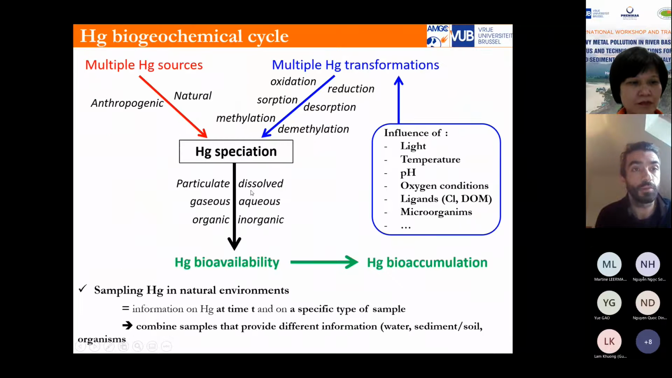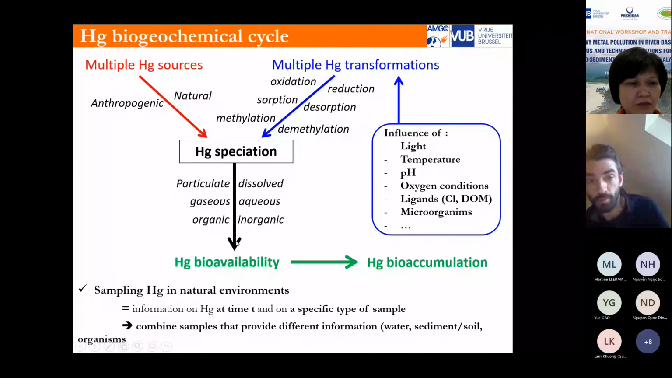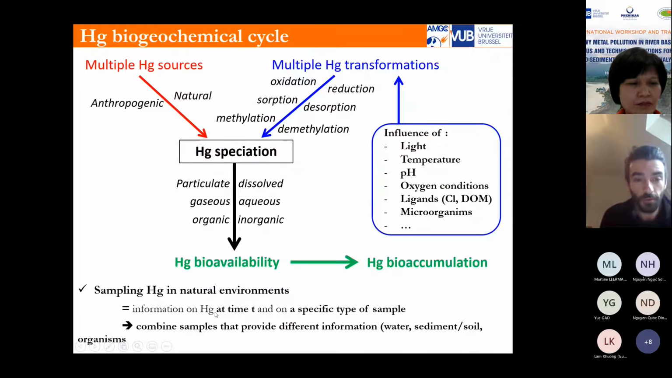So to summarize, you have multiple mercury sources in the environment and multiple transformations of this mercury, which is influenced by a lot of different parameters, and this will determine its speciation in the aquatic environment: particulate or dissolved, gaseous or aqueous, methylmercury or inorganic mercury. This will influence the bioavailability and eventually the bioaccumulation. So when you sample mercury in the natural environment, you will get information on where the mercury comes from, but not necessarily, because it's just sampling at a time t and on a specific type of sample. So the best way to understand what's going on is to combine sampling of different types of samples that can give you more short-term or long-term information.